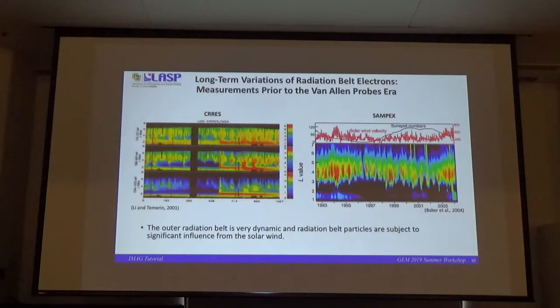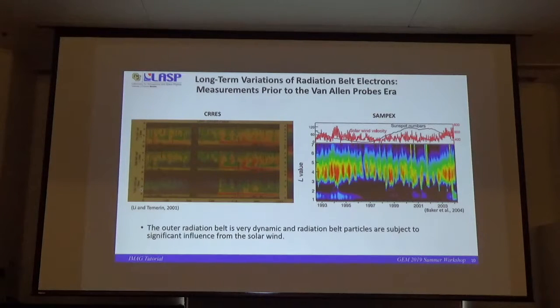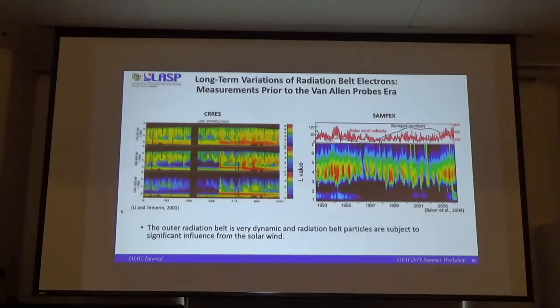So since the launch of Explorer 1 in 1958, we started to have measurements of radiation-belt particles. And prior to the Van Allen Probes era, several missions provided long-term variation of radiation-belt electrons. Here are just two examples. The left figure uses the CREST data for different energy channels from about 100 keV all the way to 1.5 MeV electrons. As we can see, the CREST data provide measurements of these differential energy channels for over a year or so. And we can clearly see the radiation-belt electrons are very dynamic and they exhibit energy-dependent behaviors.